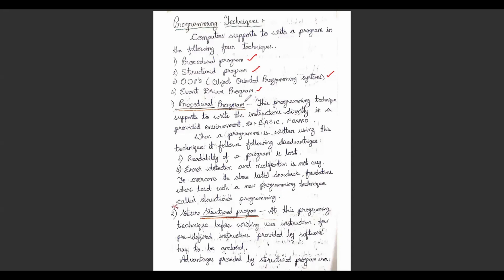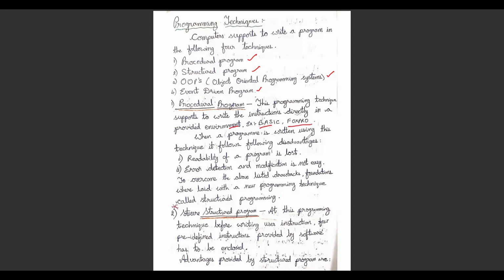So here we have procedural programming. What is the main purpose of this? This programming technique supports writing the instructions directly in a provided environment. For example, there is some procedure for it. This allows us to write the instructions in the given environment itself. BASIC and FoxPro are examples.